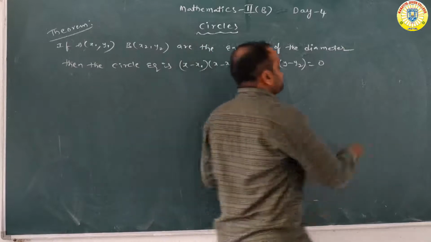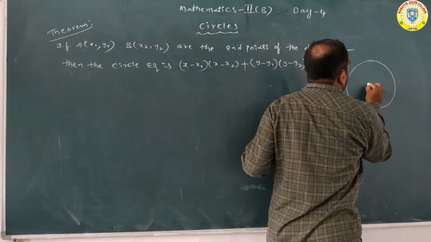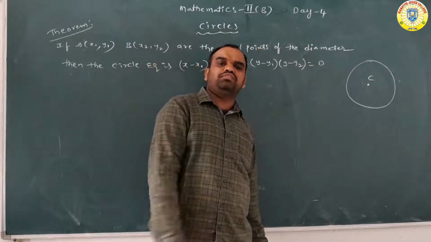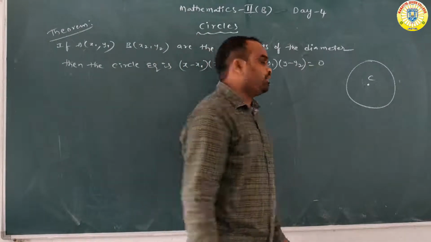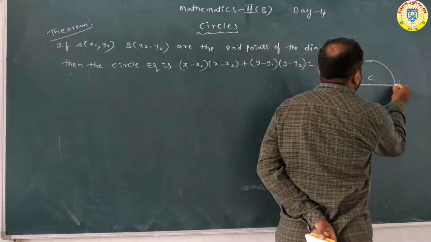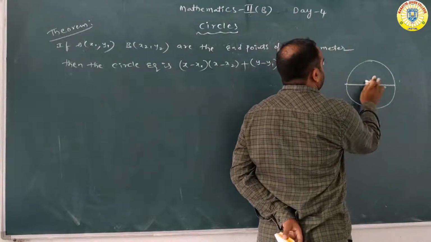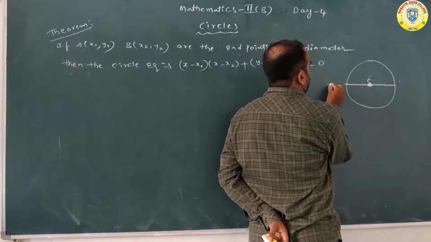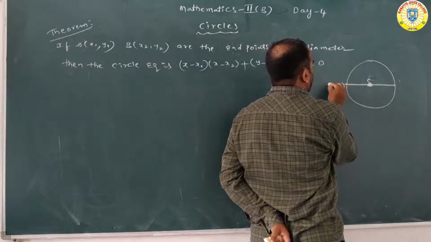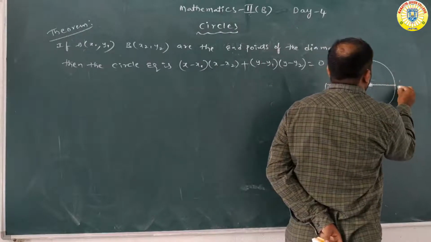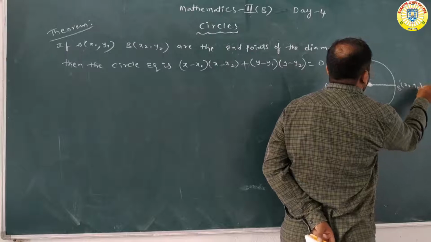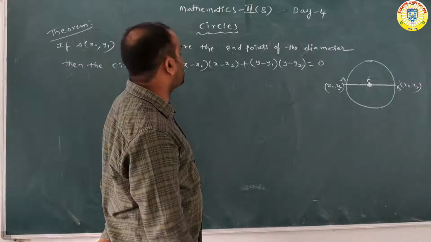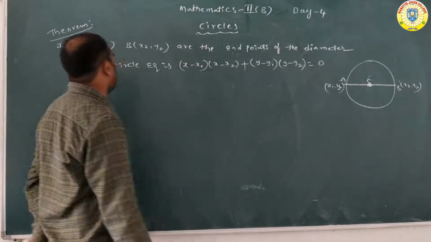So see here, what are the ends of the diameter? What is the definition of the diameter? A chord that passes through the center of the circle is nothing but the diameter. See here, this is the diameter. Here this is the center of the circle. Here we are writing A of x1 comma y1, B of x2 comma y2 are the ends of the diameter. In that case, what are we showing?